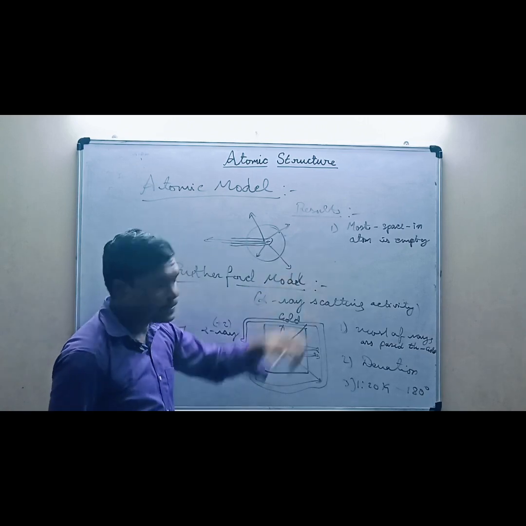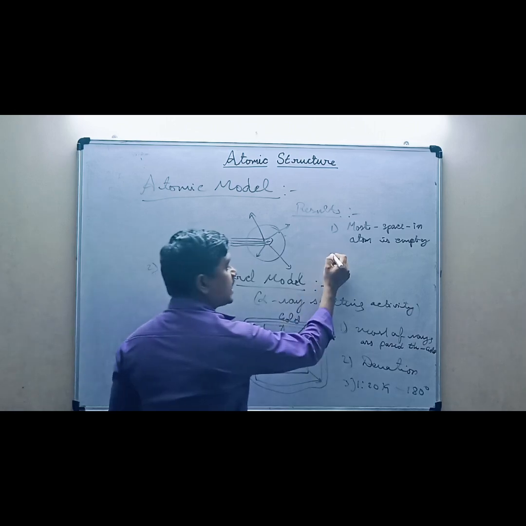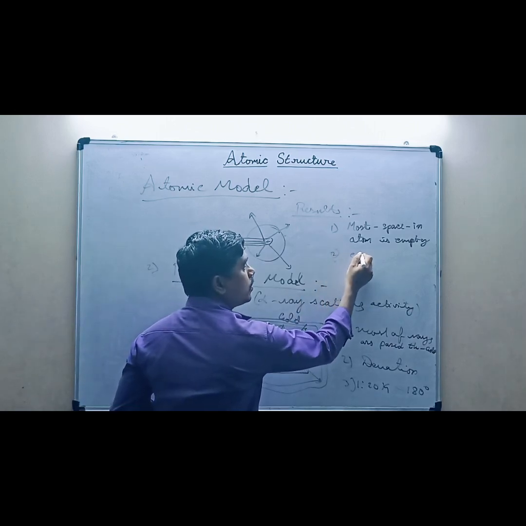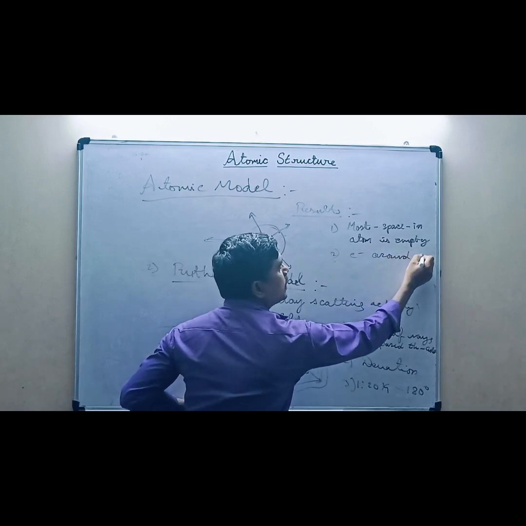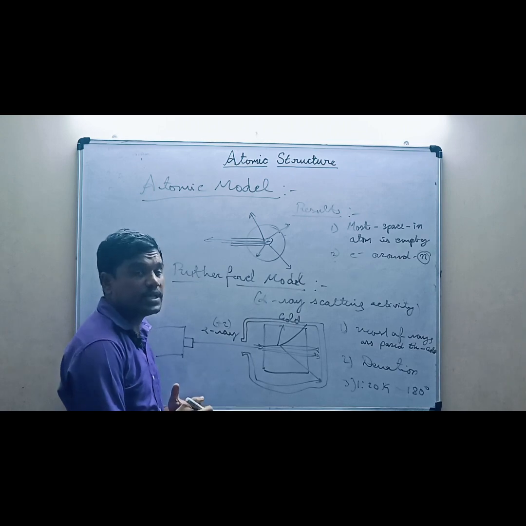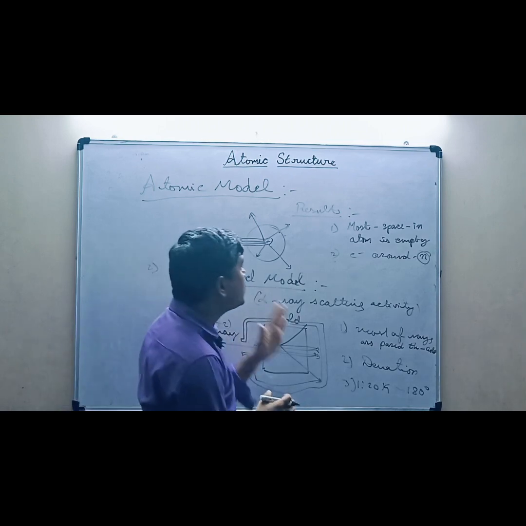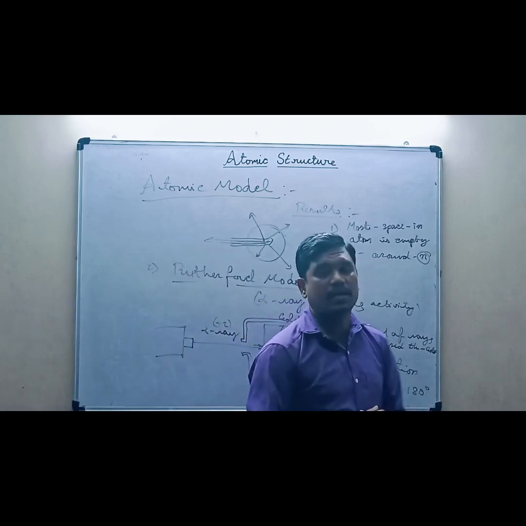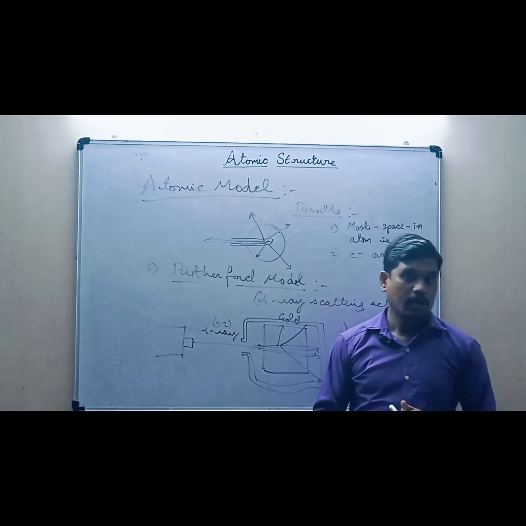So the first result is that most of the space inside the atom is empty, and the second is that electrons revolve around the nucleus in a fixed path called an orbit, right? These are the results given by Rutherford based on his activity.